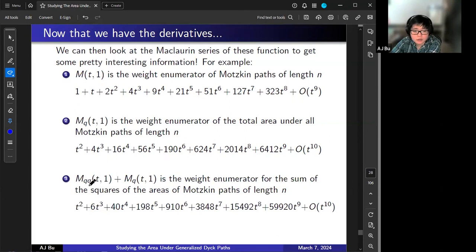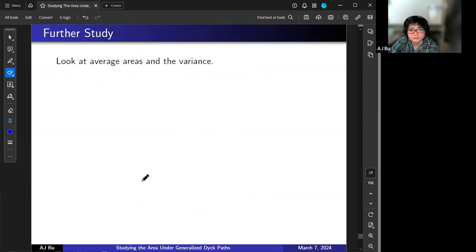And then M sub QQ of T1 plus M sub T1 is going to give us the weight enumerator for the sum of the squares of the areas of Motzkin paths of length n, right? So if we square the area of every Motzkin path of length n, or I guess of length, I don't know, 5, we're going to get a total of 198, for example. And then we can also do this for higher powers of this area. So we could do like the sum of the cubes of the areas of Motzkin paths and so on.